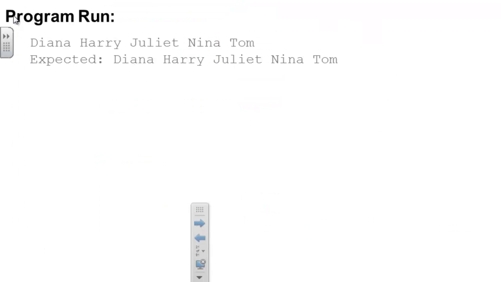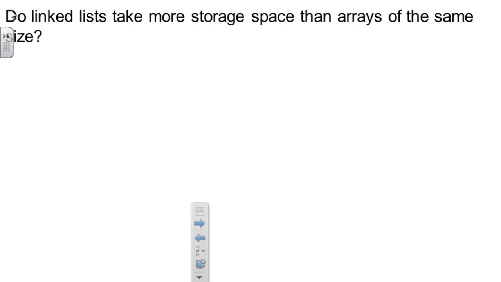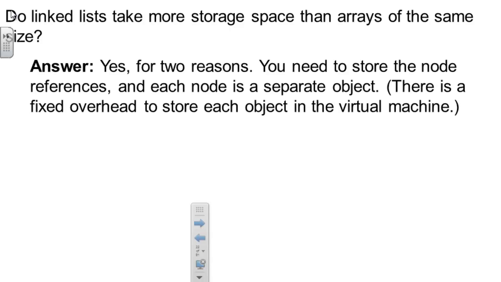So you get this as expected. So self-check. Do linked lists take more storage space than an array of the same size? So if I had a linked list of 10 items, is that any bigger physically in the computer's memory than an array of 10? The answer is yes. First off, you need to store the node references. Each node is a separate object, and there is a fixed overhead to store each object.